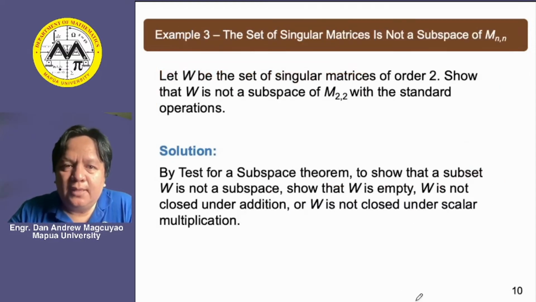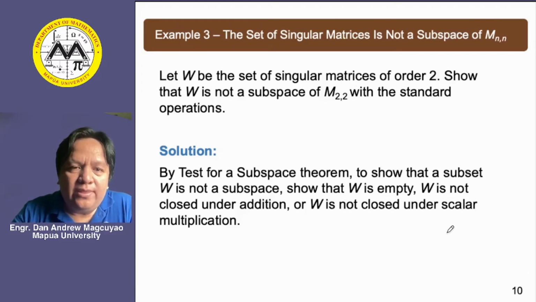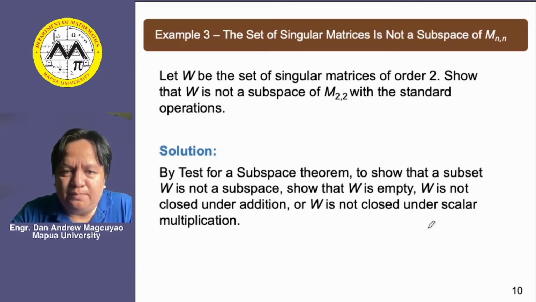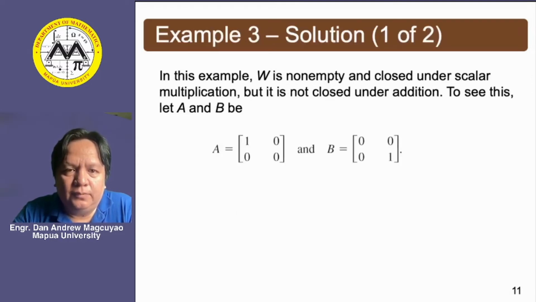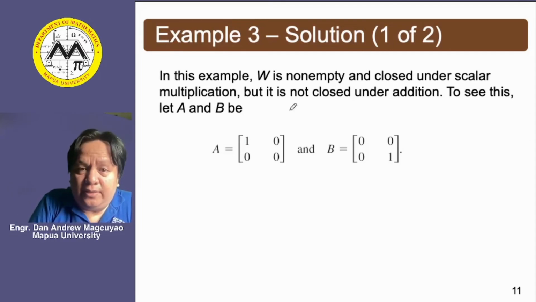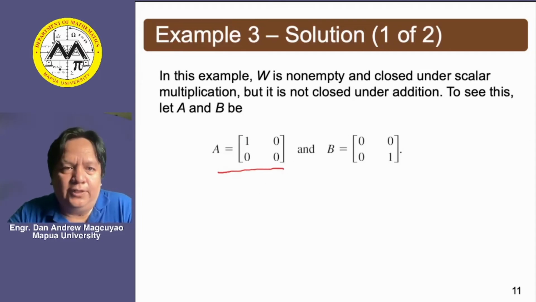Another example. Let W be the set of singular matrices of order 2. Show that W is not a subspace of M22 with the standard operations. By the test for a subspace theorem, to show that a subset W is not a subspace, show that W is empty, W is not closed under addition, or W is not closed under scalar multiplication. So let us consider this vector.